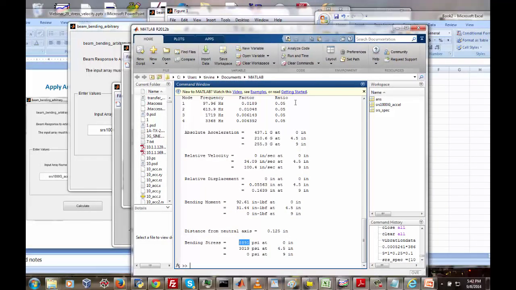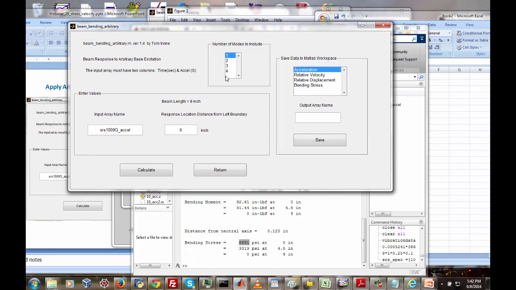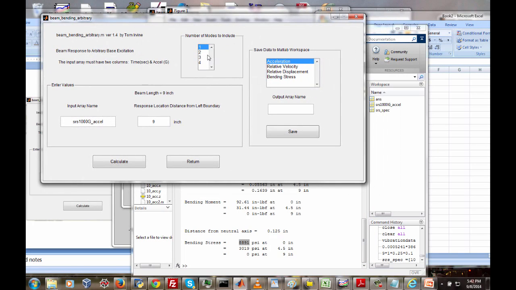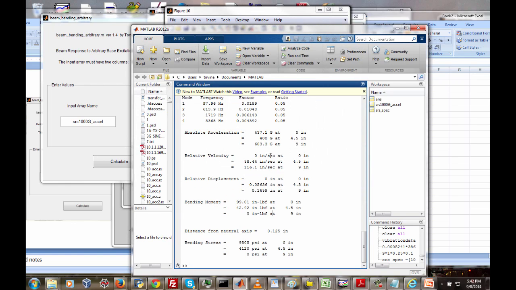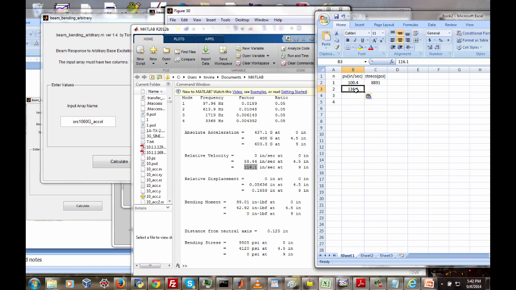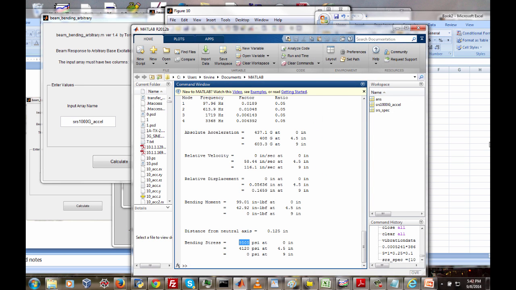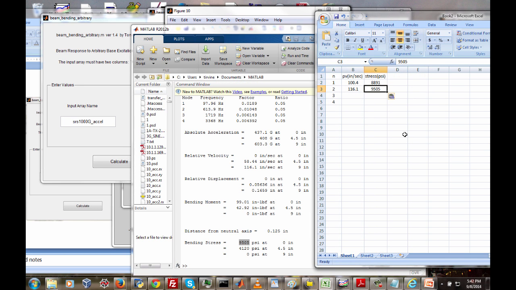Now what we can do is go back and redo this analysis 3 more times. Each time we're going to include a higher number of modes. So if I click on 2, that's going to do the first and second mode. I'm mainly interested in these numbers here. Our relative velocity goes up by about 16% as we include the first and second modes together. Our stress, however, goes up by a smaller percent, maybe about 8 or 9%.